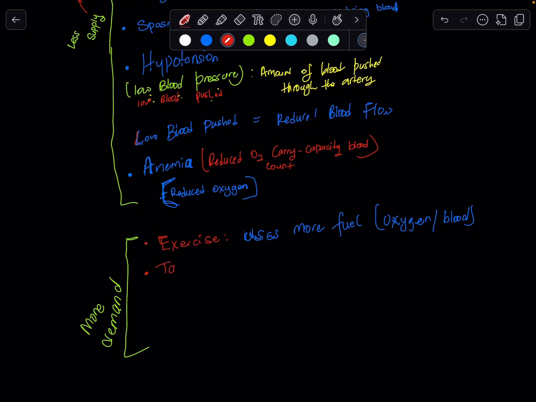And then tachycardia. What is tachycardia? Tachy means fast, cardia means heart. So fast heart rate or fast heartbeat. How does it cause more demand? Pretty much the same way. If your heart is beating fast, what does that mean? It's using more energy, more fuel. It's like when you're exercising and your heart just starts beating fast. That's basically what it is. So it's using more fuel. It's just the same thing.